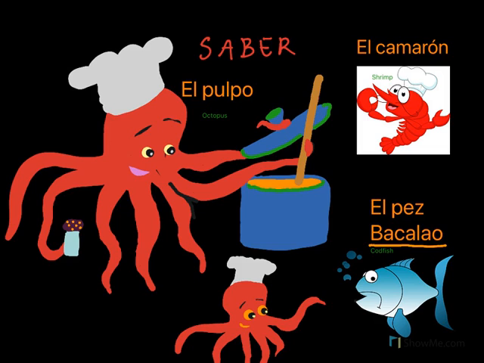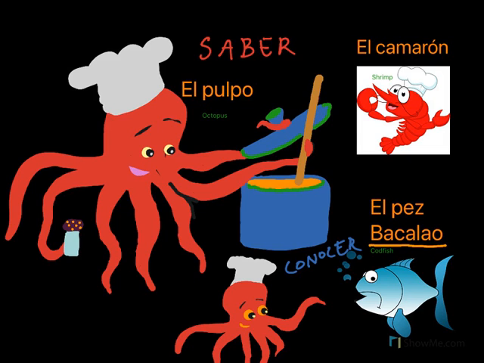But if you want to say that the same pulpo knows codfish, knows bacalao, would you use saber or conocer? It's not the information anymore. It is the physical familiarity. They are acquainted. They know each other. And that's why you're going to use the verb conocer. All right.